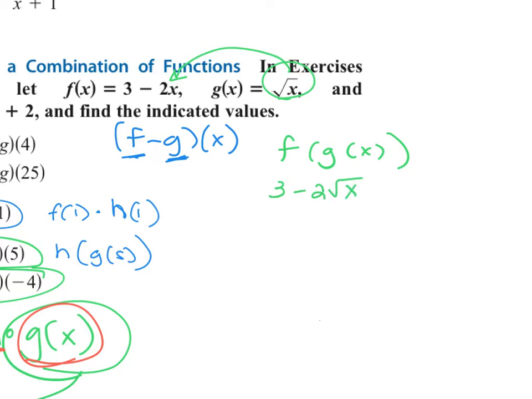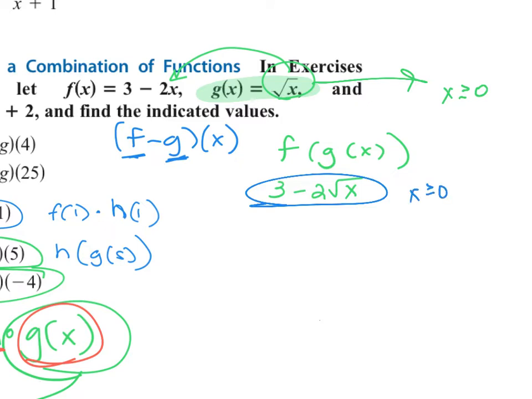Now, if it asks for the domain restriction from the beginning, I've got g of x that is square root of x, which means x has to be greater than or equal to 0. And then once I have my combined function, it's the same. X has to be greater than or equal to 0. So I'm not introducing a new one. My domain would be 0 to positive infinity.